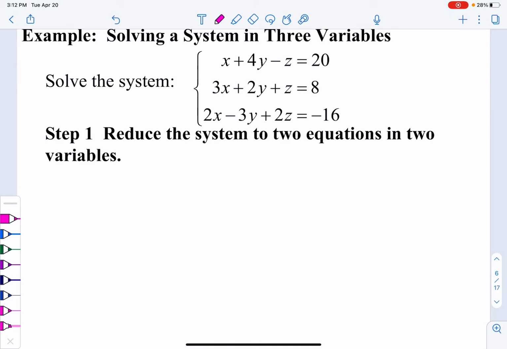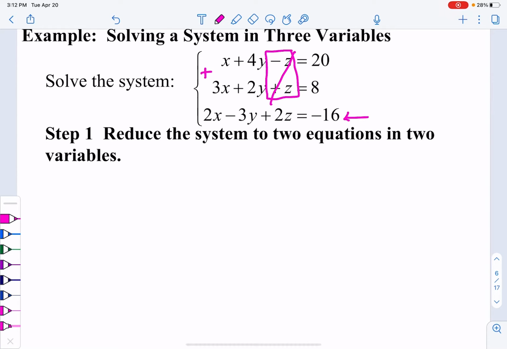So step number 1, they want us to reduce the system to two equations in two variables. Basically, you look at the x values and decide: is it easy to eliminate x? Is it easy to eliminate y? Or is it easiest to eliminate z? When I look at these, I think the easiest way is to eliminate the z's. Why? Because I have a plus z and a minus z, and if I add those two equations, I'll be able to cancel out z easily.